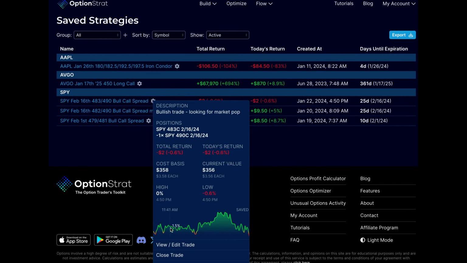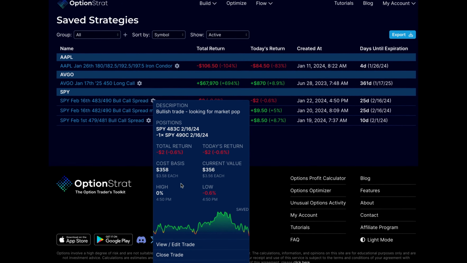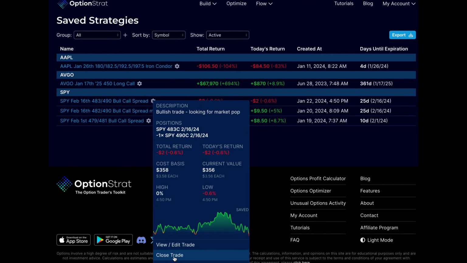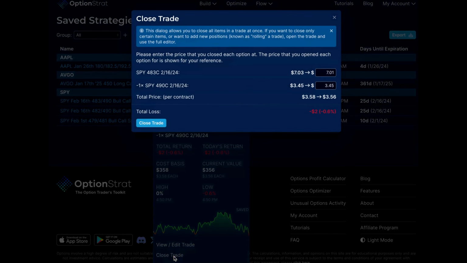And again, this will show me all the details about this trade, the cost basis, the total return on the trade, what options are built into the trade. And then I can also come down, share the trade, but I'm going to focus on close the trade. So if I want to close that trade out, and maybe I go to my platform, I close this whole trade out, I can enter again the price of each of those two legs if I want to be extremely precise on it, and then hit close trade.